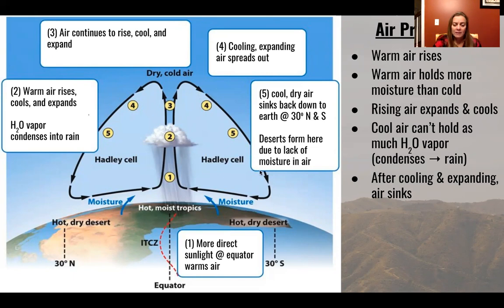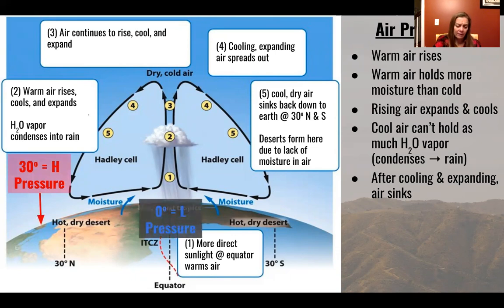That air coming down creates an increase in air pressure. The air rising at the equator causes a decrease in air pressure. So that means that the high pressure area is going to push the air back towards the equator, and we get this circulation that we call a Hadley cell, where the air rises at the equator and falls at 30 degrees north and south. There's that high pressure at 30 degrees and low pressure at the equator.